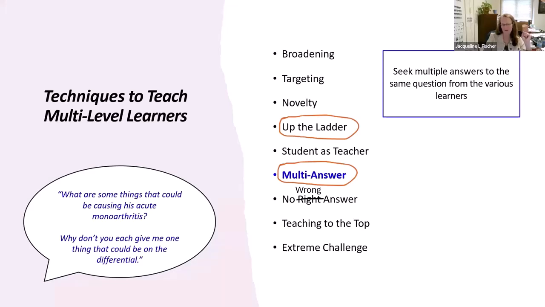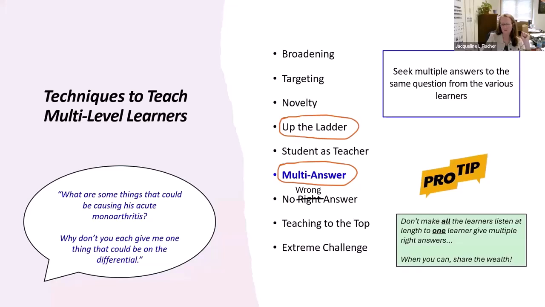The next one, the experts call, and there's one tip on the multi-answer, in my opinion. I think a mistake that's made is that sometimes one learner gets not only the case presentation, but they get all the questions and everything, whereas we don't have to do it that way. I think it's just habitual sometimes. So don't make all the learners listen at length to one learner giving multiple right answers. When you question, proactively think ahead of time how you don't want to do that. That would be my suggestion.